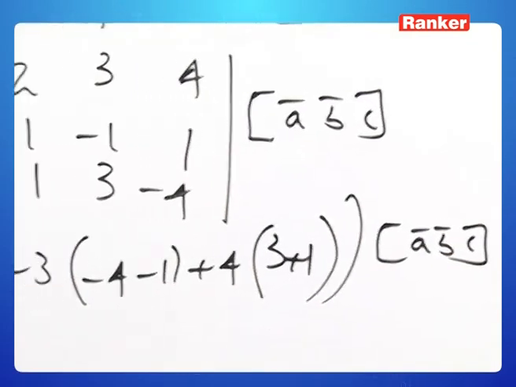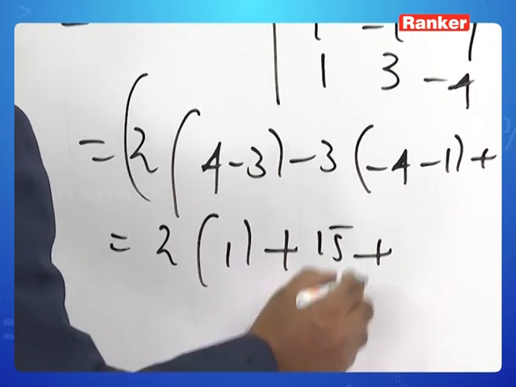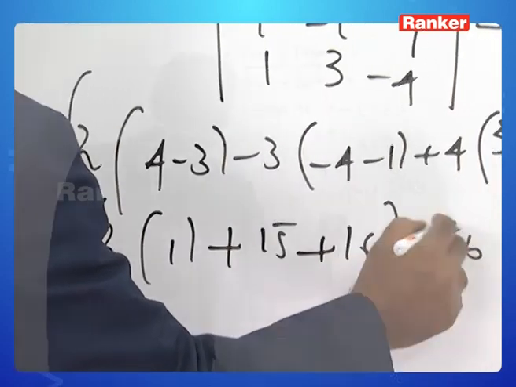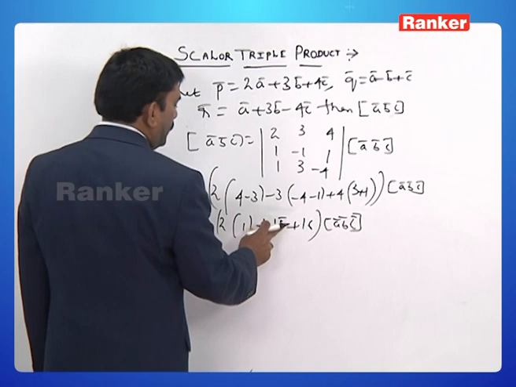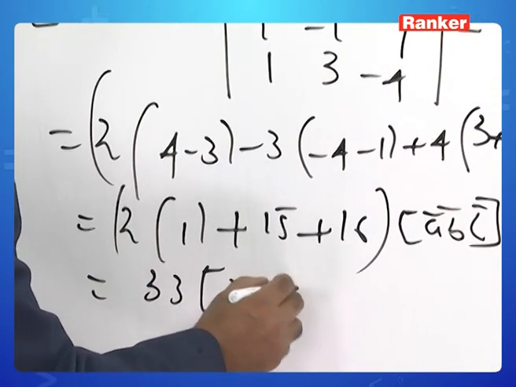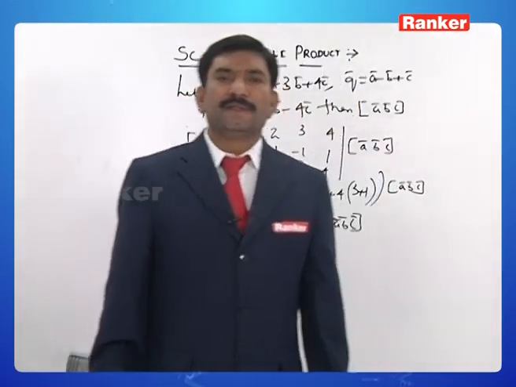Expand this. This is 4 minus 3 into minus 4 minus 1 plus 4 into 3 plus 1, into the box of A bar, B bar, C bar. Expand this: 2 into 1, next 5, it's 15, next 4, 16, into the box of A, B, C. Now I can write this as 2 plus 31, that is 33, times the box of A bar, B bar, C bar.